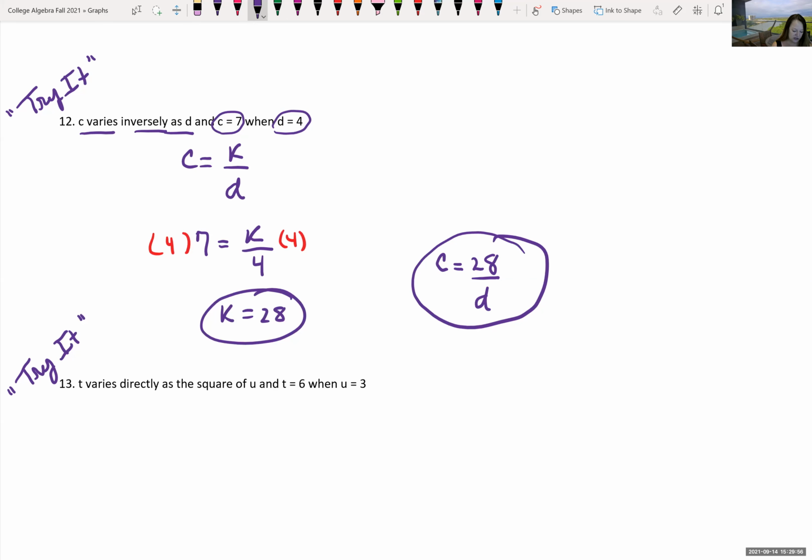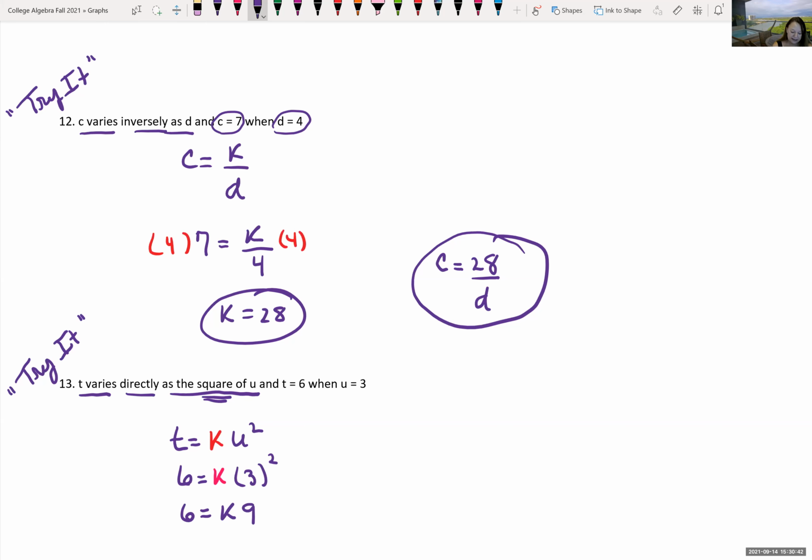So this next one is where some of you are off. And it says T varies directly, so T equals K, as the square of U, so times U squared. And T is 6. So 6 is equal to K when U is 3, so 3 squared. I think some of you got the square, didn't do the square. Maybe not. No, that's not right. So we get 6 is equal to K times 9.